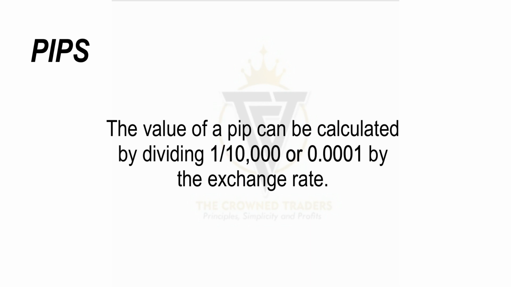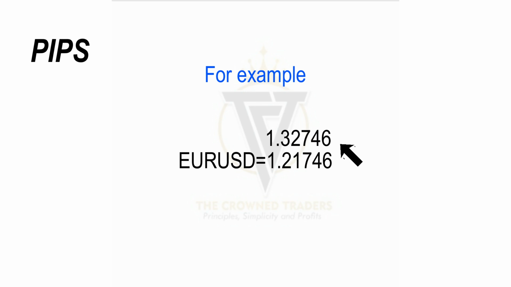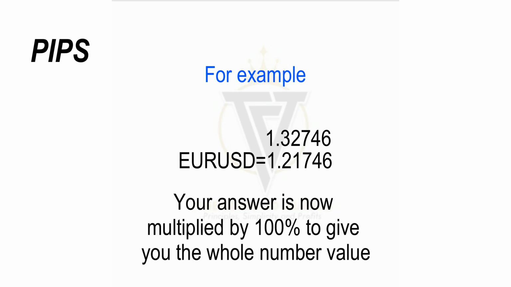The value of a pip can be calculated by dividing 1 over 10,000 or 0.0001 by the exchange rate. For example, if the current price of EUR/USD is 1.21746 and the price moves to 1.32746, you subtract the previous from the current price to get the number of pips movement. Your answer will then be multiplied by 100 to give you the whole number value.